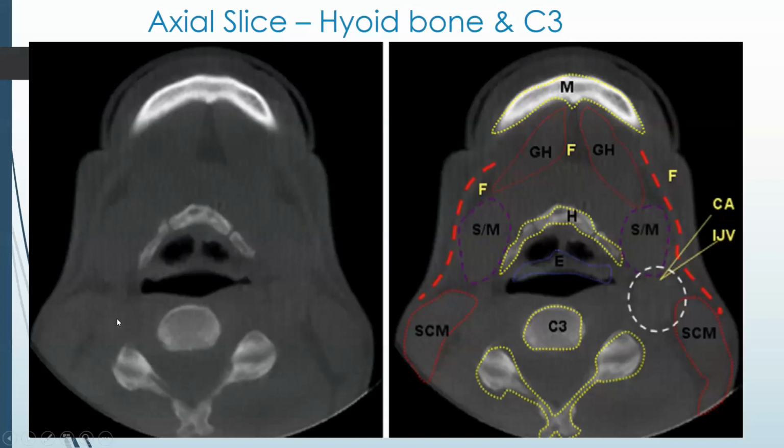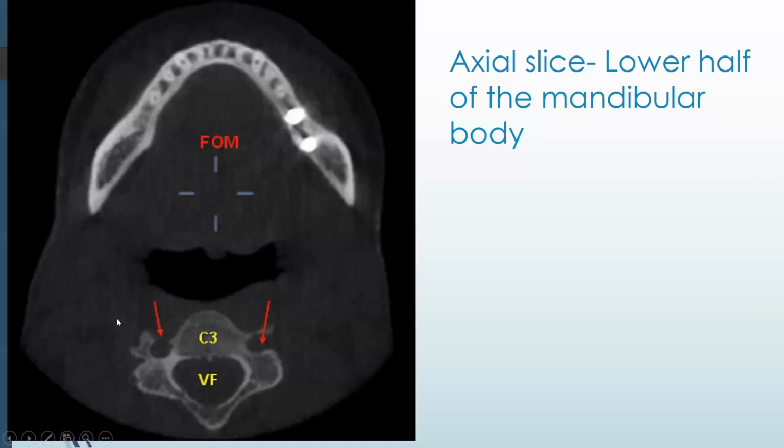And this is again an axial slice at the level of the hyoid bone. Here you have the common carotid artery and the internal jugular vein. When you see such a section and suspect any calcifications, or the patient is older than 50 years, you can suspect some calcifications over here. This one is the axial slice at the level of the lower half of the mandibular body. This one is the transverse foramina, that is the vertebral foramen, and this one is the cervical vertebrae. FOM is nothing but the floor of the mouth.